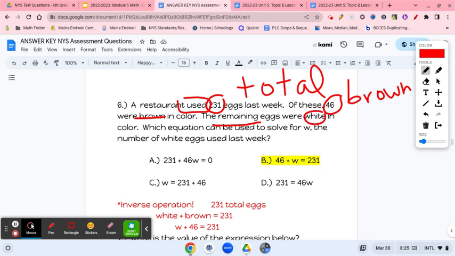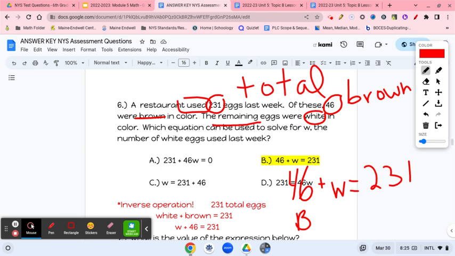So it says which equation? Equation just means an equal sign. So in my head, before I even look at the answer choices, I write down how I would figure out what the remaining value was. So if I'm thinking, okay, that's the total. They already have 46 of those that are brown. So in my head, it's like this. How many white eggs were there? So I have 46 plus W equals 231.